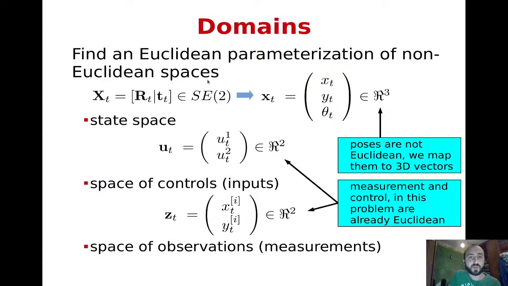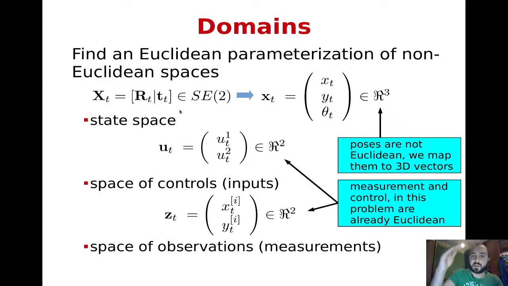Now SE2 is not a Euclidean space because it's a transformation matrix, but we can find a Euclidean parameterization which is meaningful. And in this case, we have x, y, theta. So it's actually a vector in R3, even if theta is not really an element of a Euclidean space. This simplifies the problem and allows us to compute the Jacobian easily instead of computing a Jacobian on this space. So that's a usual thing that we do with Kalman filters.